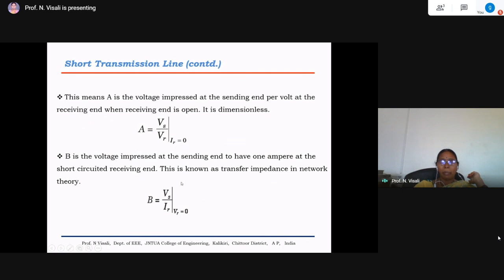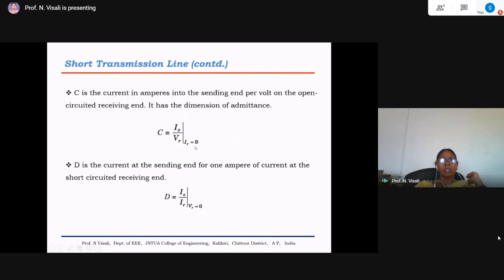Then C is nothing but Is by VR when the receiving end is open circuited, and this is nothing but an equivalent of admittance. That is, we can write that sending end current divided by the receiving end voltage. The unit is the dimension of admittance. And D is again a ratio of currents when the receiving end is short circuited. D is nothing but the ratio of sending end current to the receiving end current. It is a current ratio, and this D is a dimensionless quantity.